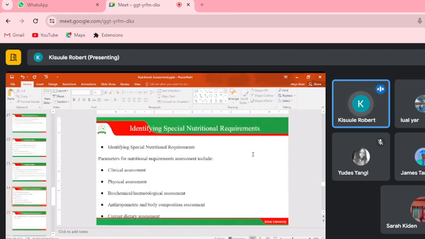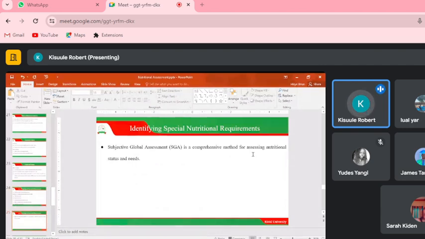So for identifying special nutrition requirements, these are the parameters like I told you earlier on. You could use them interchangeably according to how best you see. But like I told you, it is A, B, C, and D. A is anthropometry, B is biochemical assessment, C is clinical assessment, and D is dietary history or dietary assessment.